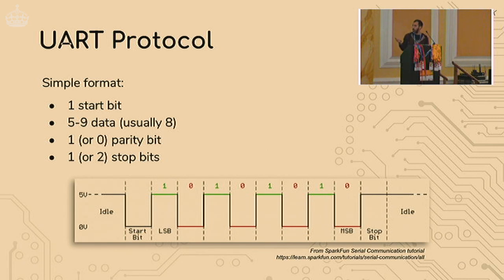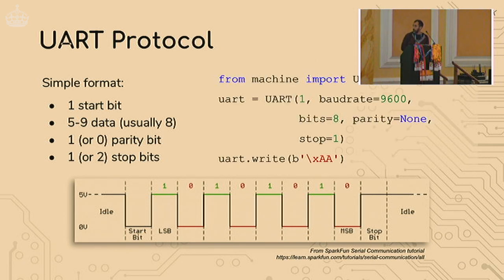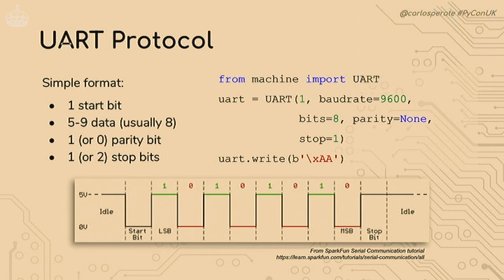And what does this look like in code? Simple as well. We import the UART class, we initialize an instance, and we pass as constructor parameters the settings we need to configure. Then we can use simple methods like read and write to get data from and to the device.